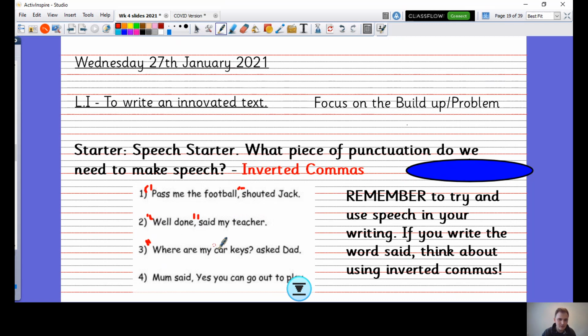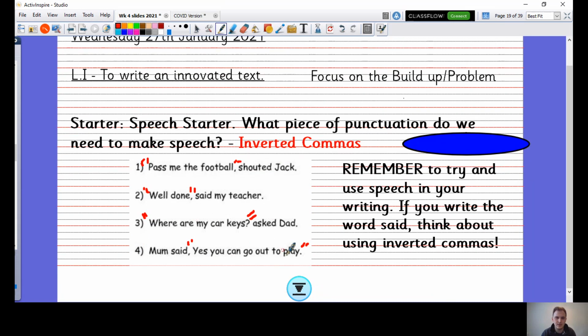Superb. Now, it doesn't always have to go at the beginning, and you'll see in our next sentence. Mum said, yes, you can go out to play. What does Mum say? She says something very nice, doesn't she? She said, yes, you can go out to play. And it's not at the start of our sentence. Okay, you can't really see play because it's hidden behind my blue extend button. There you go. Okay, yes, you can go out to play. Remember, they just hug the bits that are being spoken out loud.